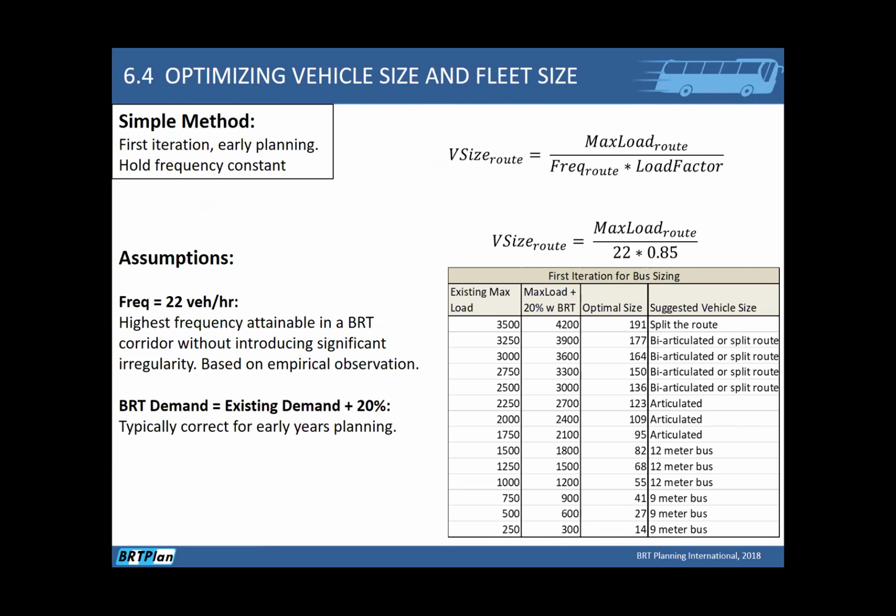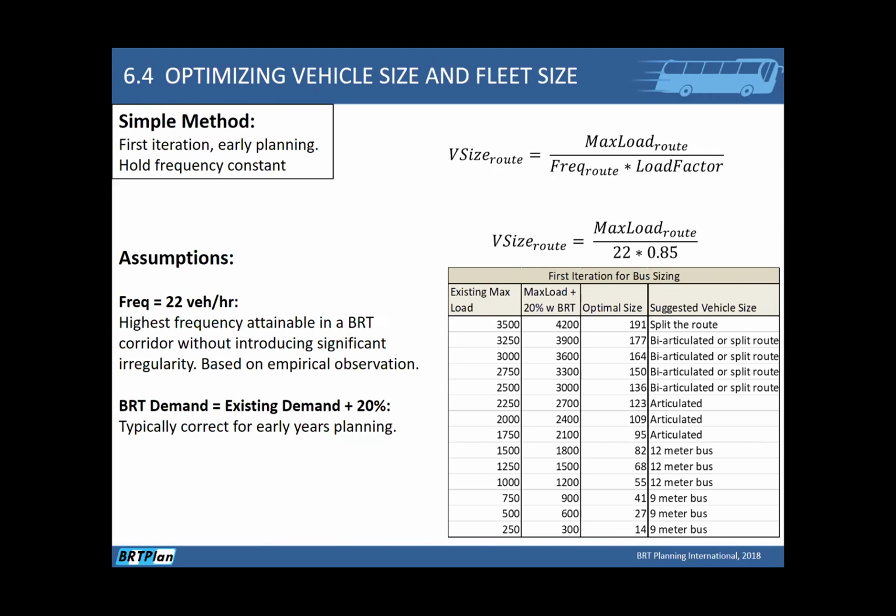And we use that frequency because basically people like higher frequency, but once you get more than 22 vehicles per hour, the buses start to bunch up in ways that makes the service very irregular. And people really don't like irregular service, and it has all kinds of adverse consequences. It drops the capacity of the system, it drops the speeds, etc. So just from empirical observation, Pedro Szasz, from whom most of these formulas have come, determined that the optimal frequency was 22 buses per hour.